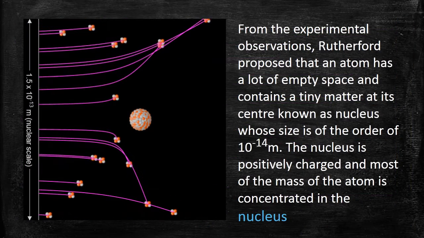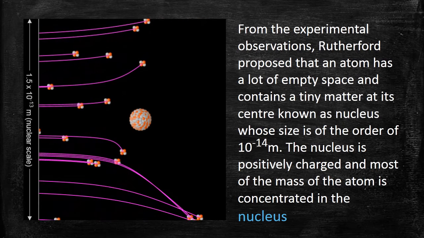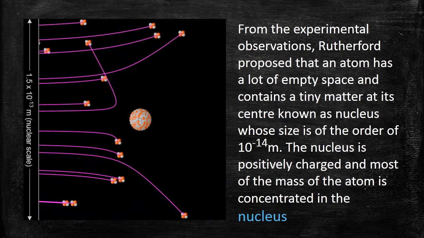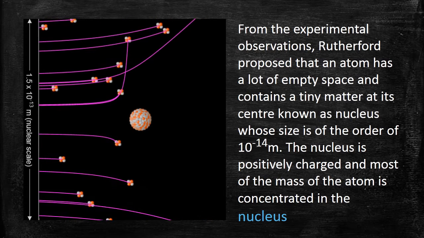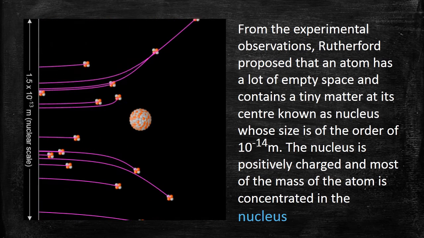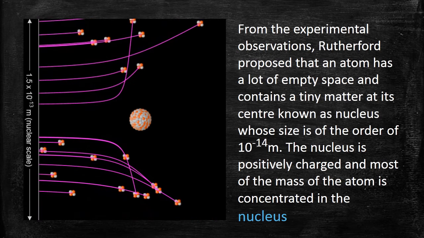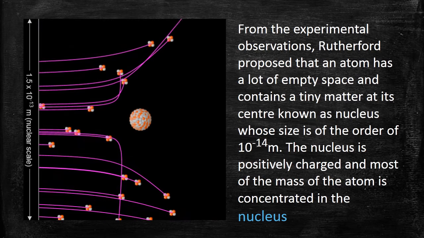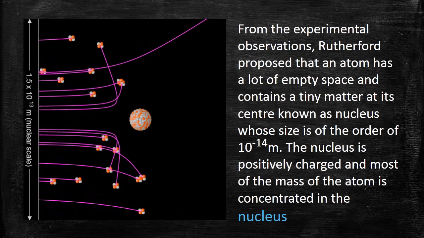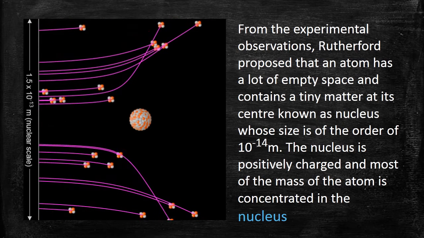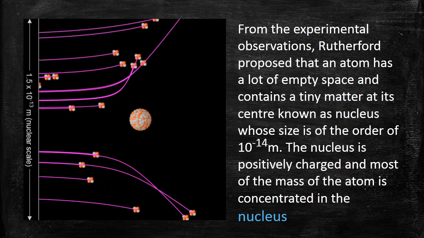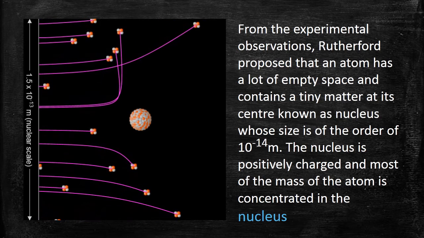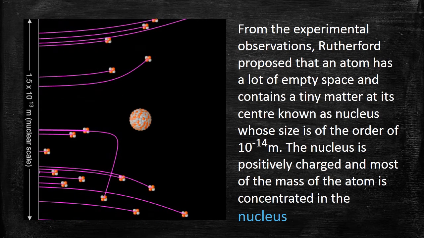In this simulation, a specific atom, the gold atom, is taken, and all the alpha particles are trying to approach the gold atom. As soon as they approach the gold atom, what happens? The alpha particles have positive charge. The nucleus must also have positive charge. So because of the Coulombic repulsive force, all the alpha particles are deflected at different angles.